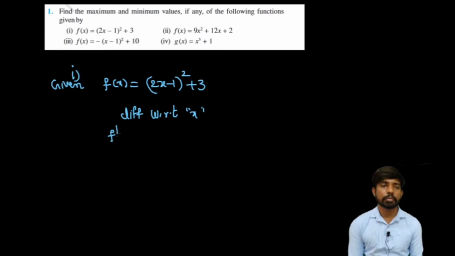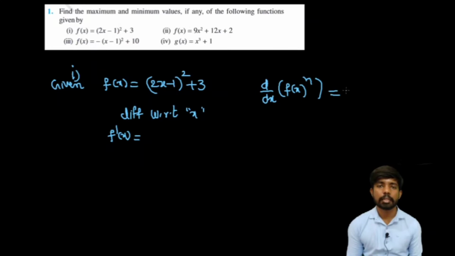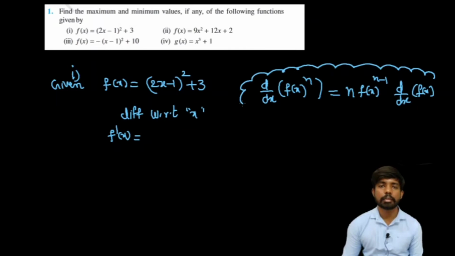So here f dash of x is equal to the differentiation of x to the power of n. Here we have the differentiation of f of x whole to the power of n, which can be written as n into f of x whole to the power of n minus 1, again into the differentiation of f of x. This is the formula.